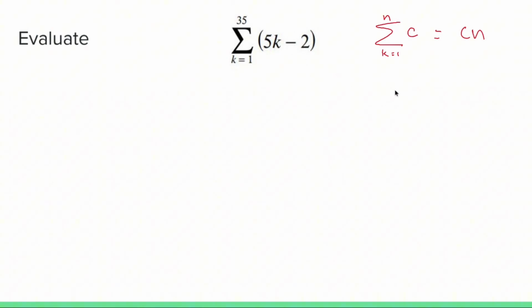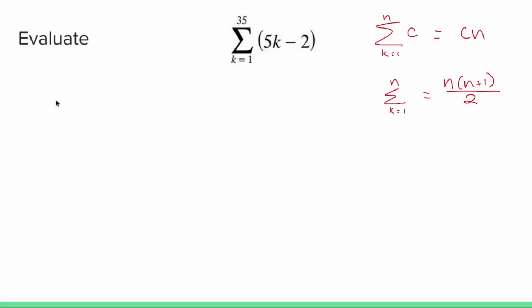Now, the part that's going to help me take care of k is if I start at 1 and end at some random number n, I'm going to do n times n plus 1 all over 2. So those are my two shortcuts. How am I going to set this up to make it look like that?